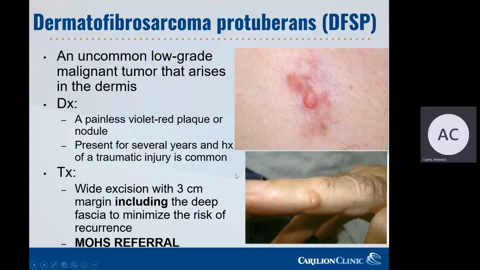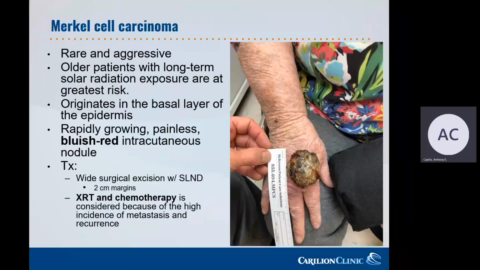And that'll be almost impossible in the digits. These are ones I would obtain a Mohs referral for, because to get a 3 centimeter margin on the finger, you're looking at an amputation. So this would prompt a Mohs referral in my hands for this type of skin cancer.